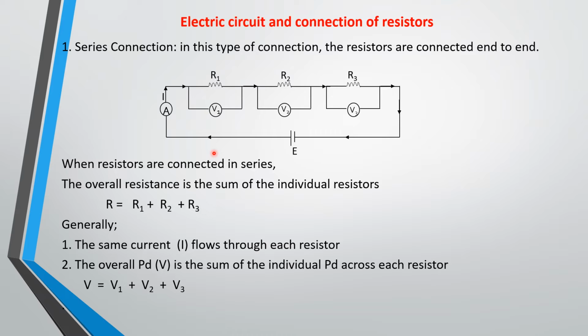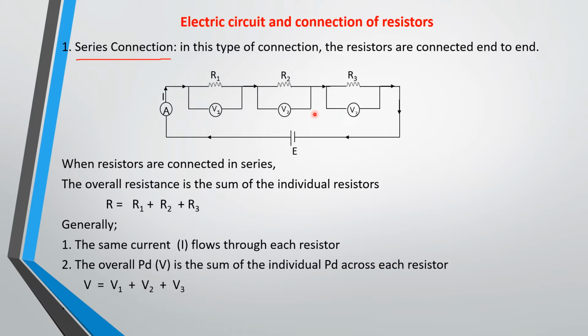Okay, so this is electric circuits and connection of resistors. This is series connection. In series connection, the resistors are connected end to end. Look at it. This is the first one. This one is connected to the end of the first one. The third one is connected to the end of the second one, just like that.